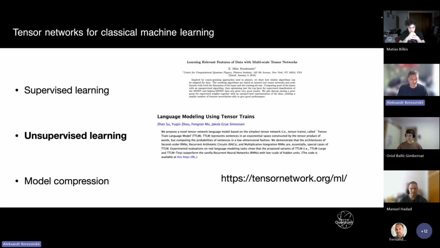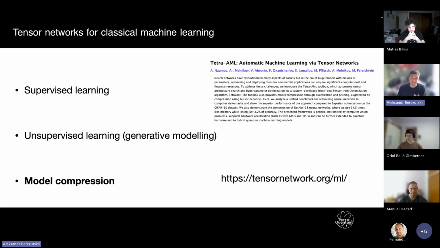And the last but not the least is actually people in Terra Quantum did some model compression with tensor networks, which I think is super cool, because they reported almost 15% less memory while losing just 3.2% of accuracy. And since I'm not a big machine learning person, I think these numbers are, for me at least, quite impressive. And so yeah, I think this is mostly it.